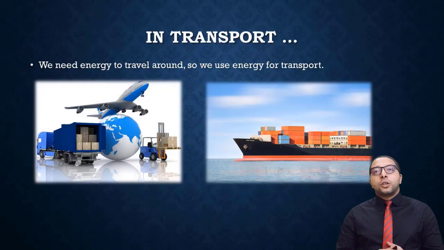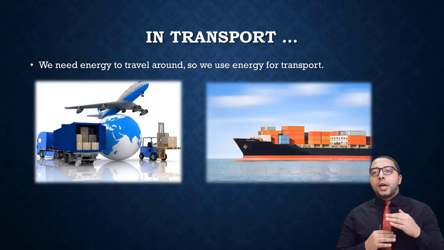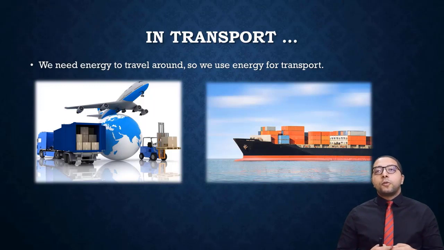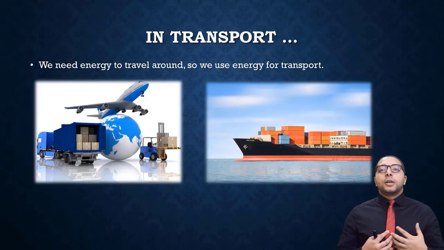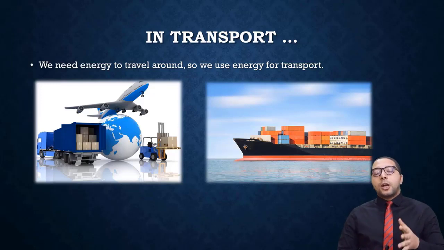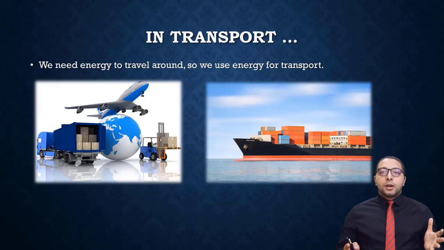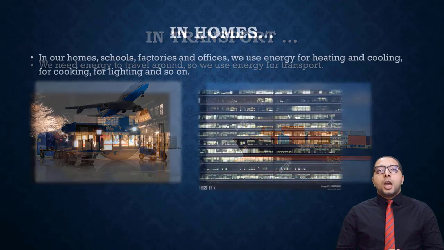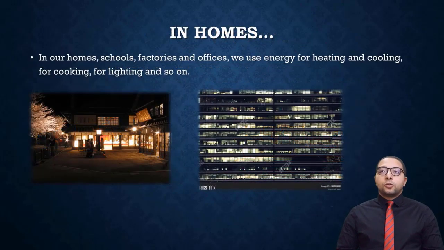For transport, in order to make ships, airplanes and cars move from one place to another, we consume a huge amount of energy with the help of these machines. So we need energy to travel around, and this energy is consumed by machines like cars and airplanes, as well as in homes, offices and schools.